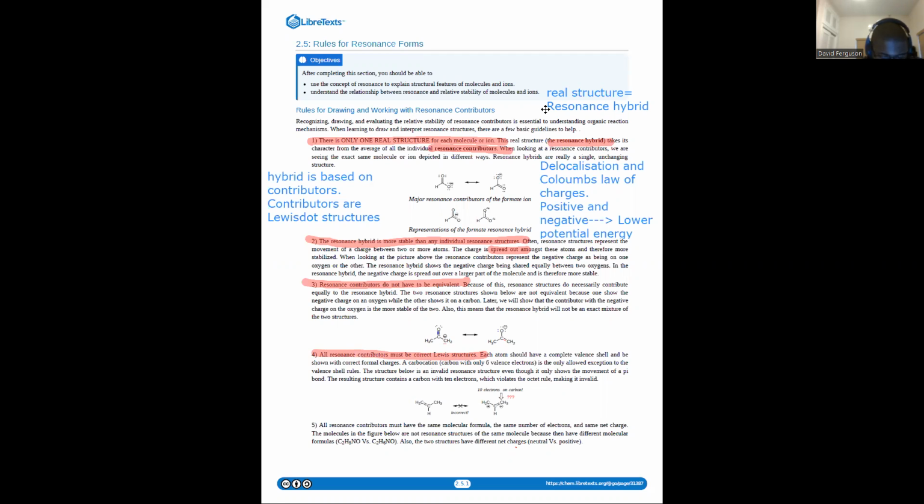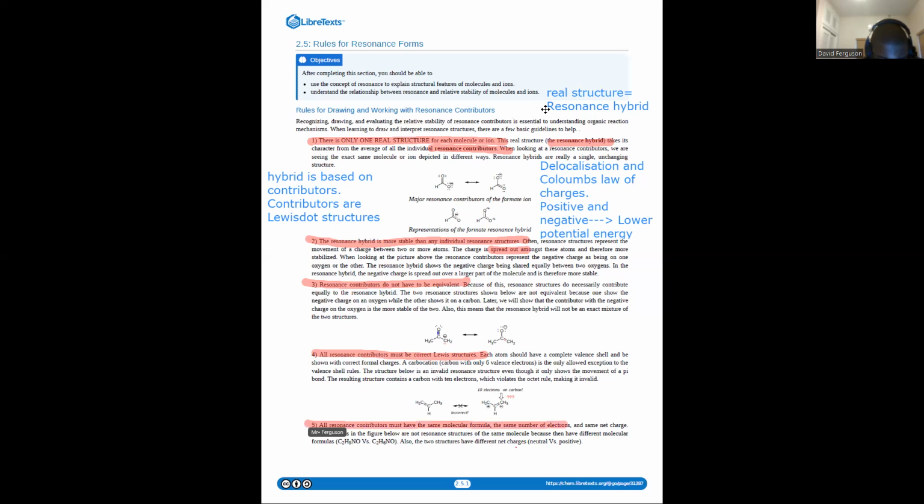See, we're trying to maximize time now. Maximize our time, the amount of learning that we're able to do within a specific time frame. All resonance contributors have the same molecular formula, same number of electrons and same net charge. So it's that. I'm not dealing with isomers in this class. Not in general chemistry 1.